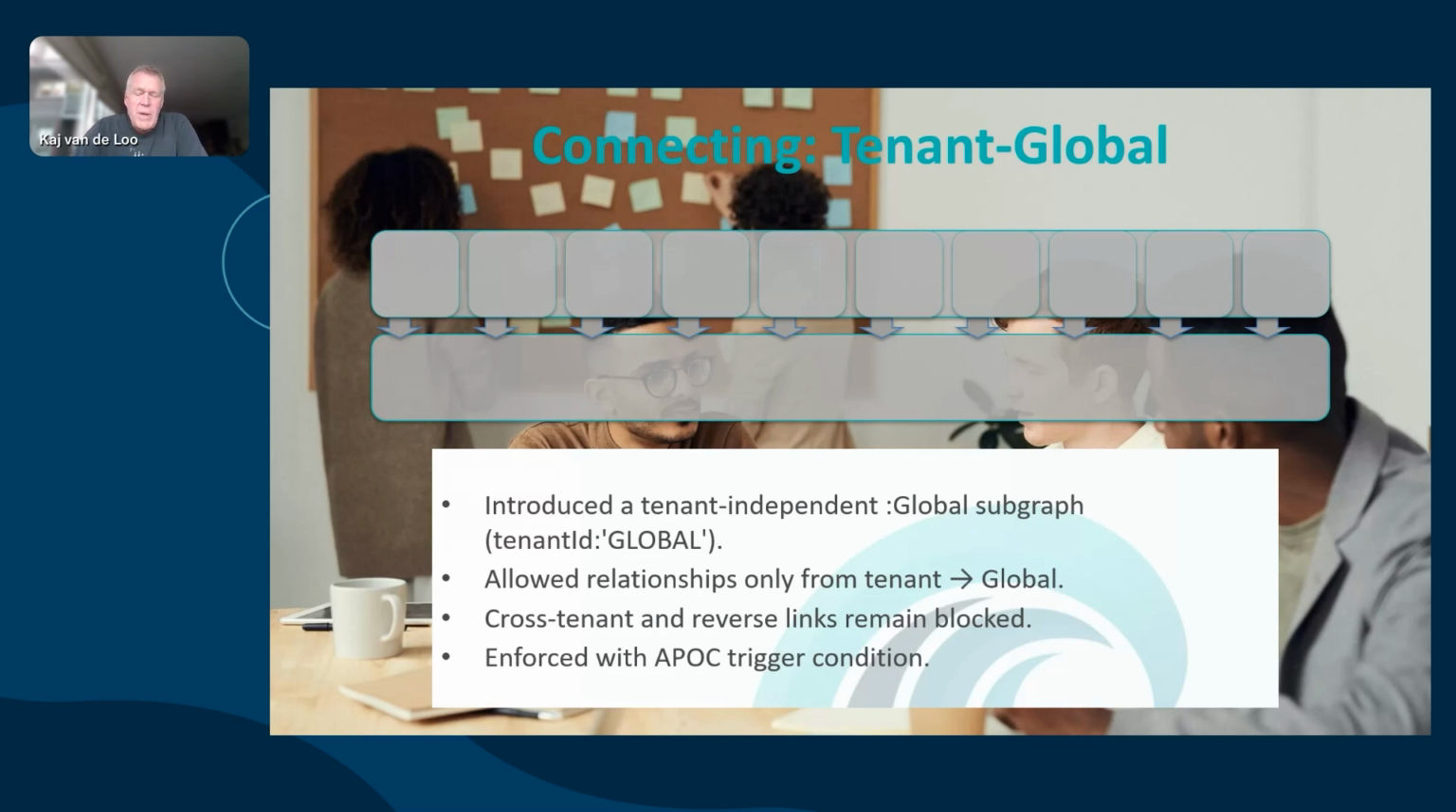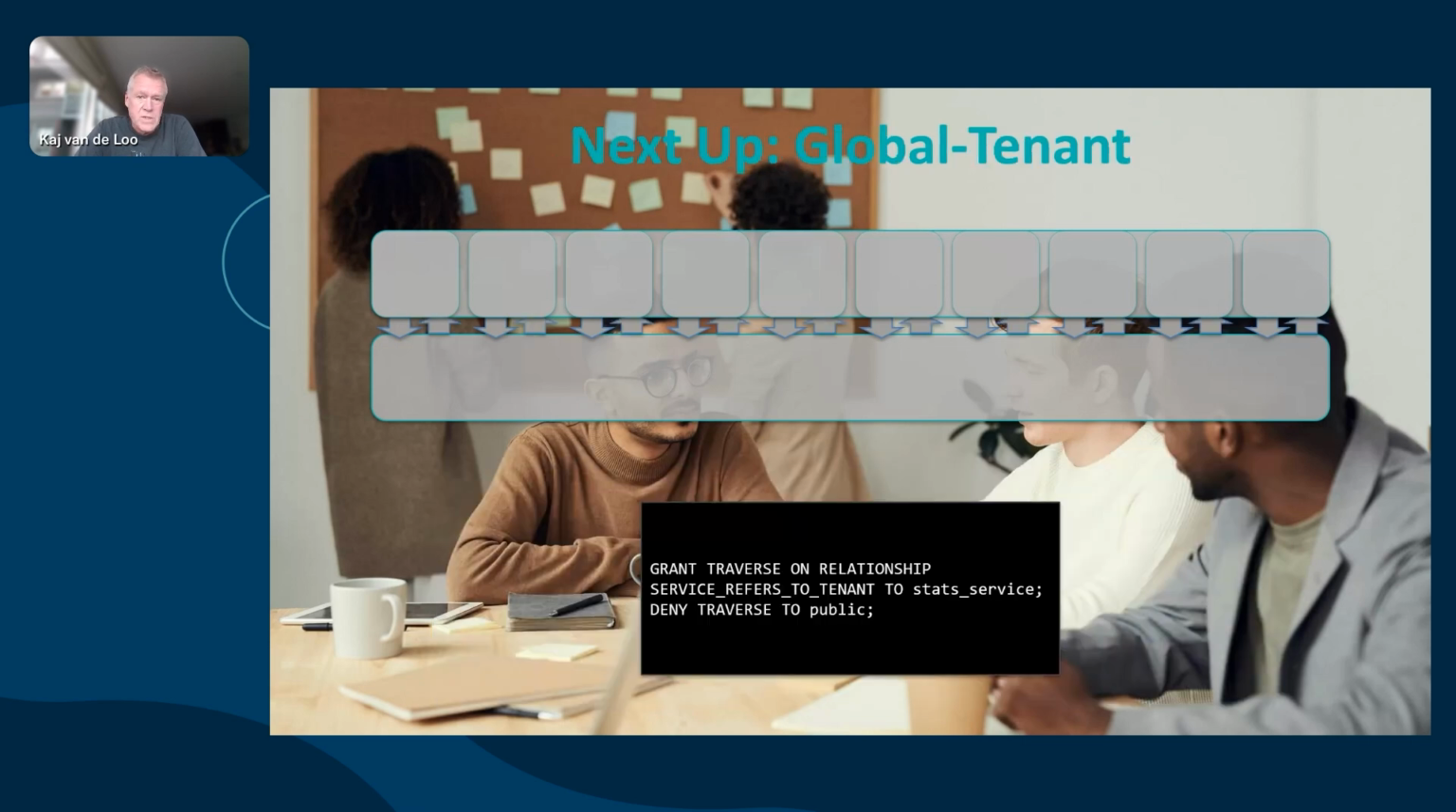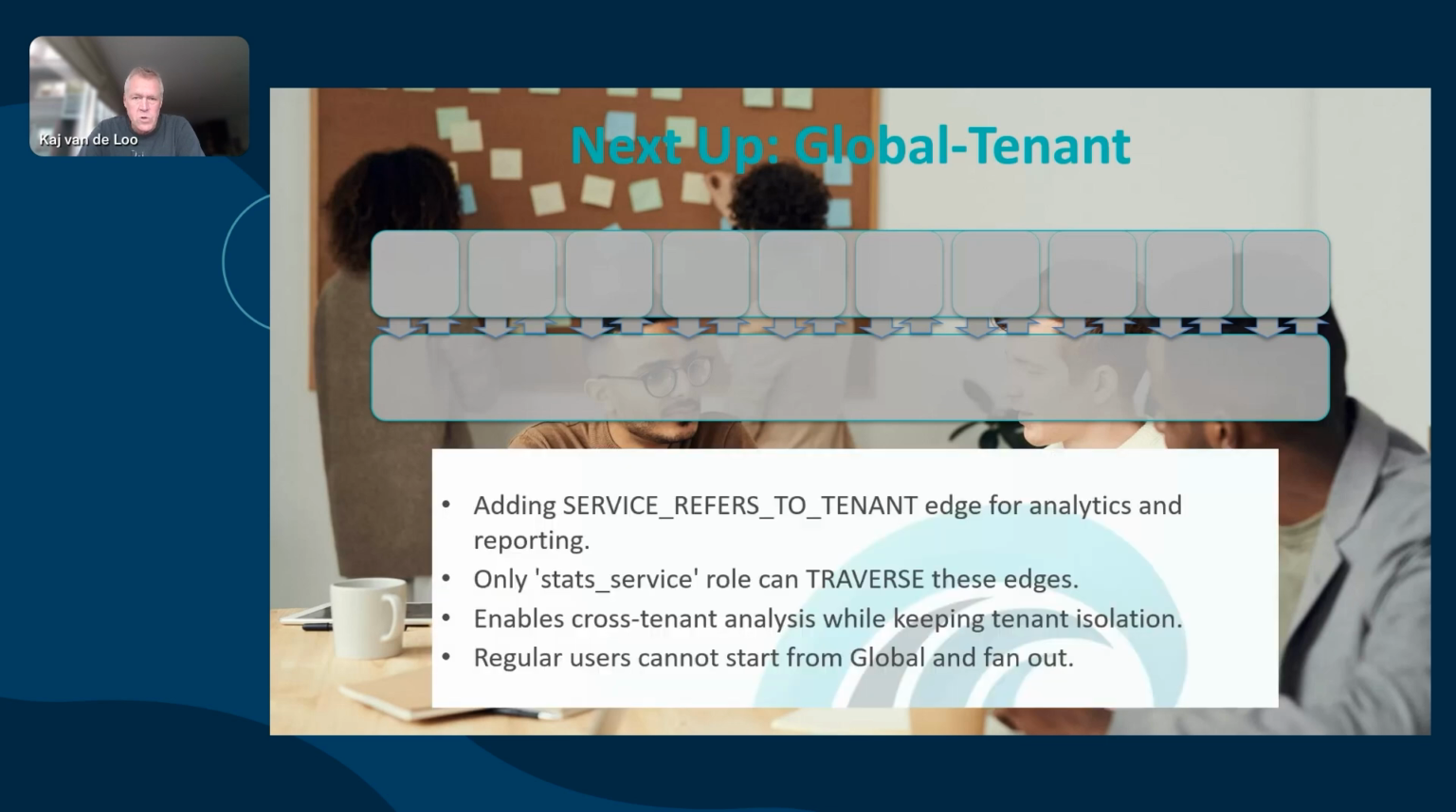Then, of course, I realized we may want to traverse the other way to do some statistics and investigate some of the tenant-specific graphs, but a lot of it is just to collect statistics. So we have created a statistics service user that is now allowed to go from the global instance into all the different tenants, so it can traverse the other way, but only this one user, no normal user can do that.